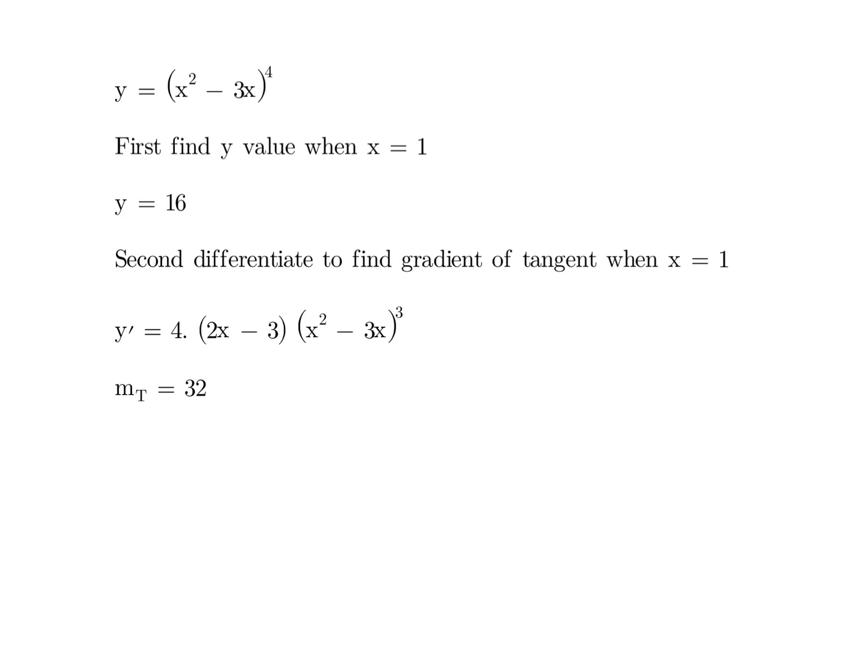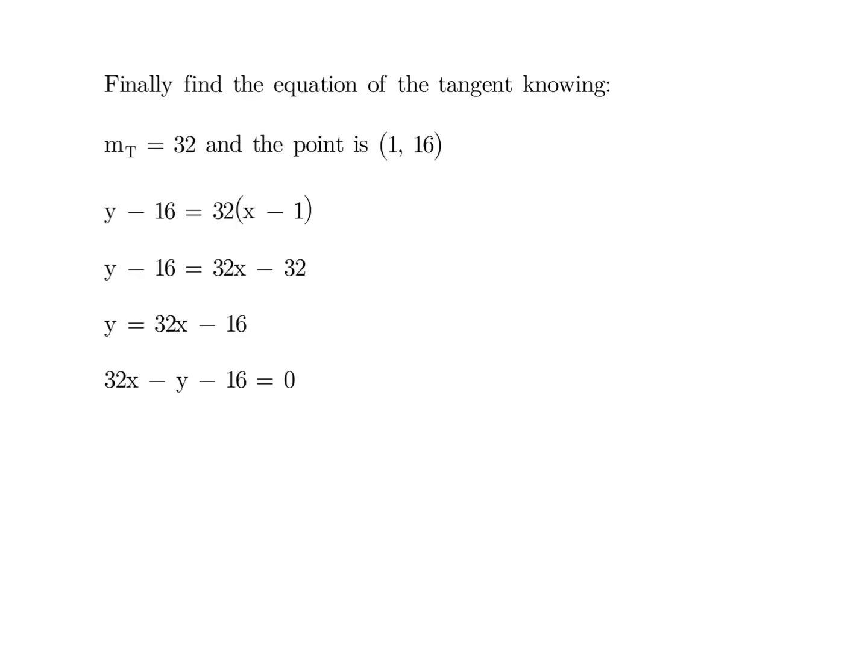We now put the 1 into that y dash to find the gradient of the tangent, and we get the gradient is 32. Putting it into the equation of a line, knowing that the gradient of the tangent is 32 and the point is (1, 16), so into y − y1 = m(x − x1), you get y = 32x − 16, or in general form, 32x − y − 16 = 0.